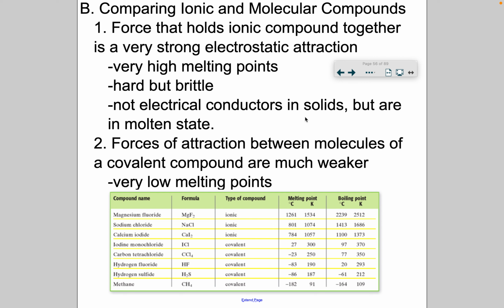They are not electrical conductors as solids, but when they are in a molten state or even in a liquid state, then they will conduct electricity.